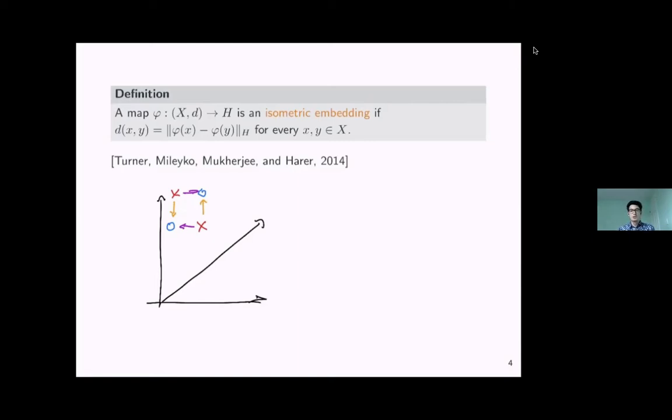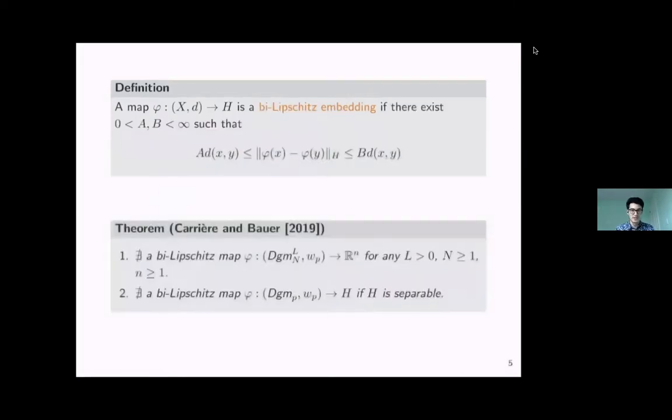So this is kind of the gold standard. So let's talk about what the silver standard would be.